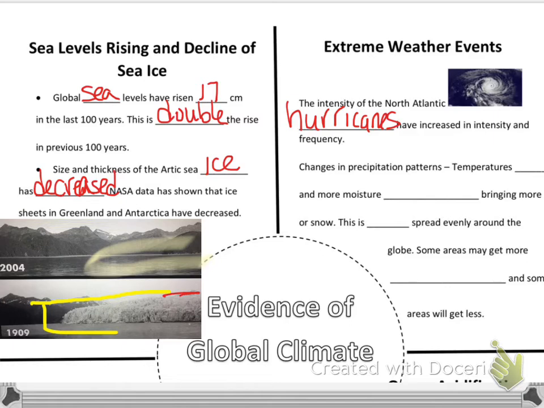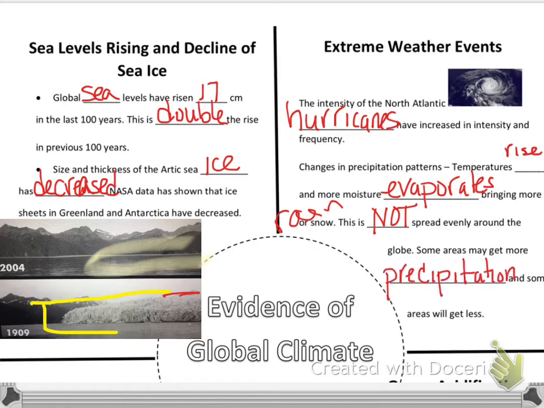So those are increasing due, in some parts, to the change in precipitation patterns. Temperatures rise, and when that happens, more moisture is evaporated, and that brings more rain or snow. I chopped off the word rain, sorry. Bringing more rain or snow. This is not spread evenly around the globe. Some areas get more precipitation and some areas will get less.